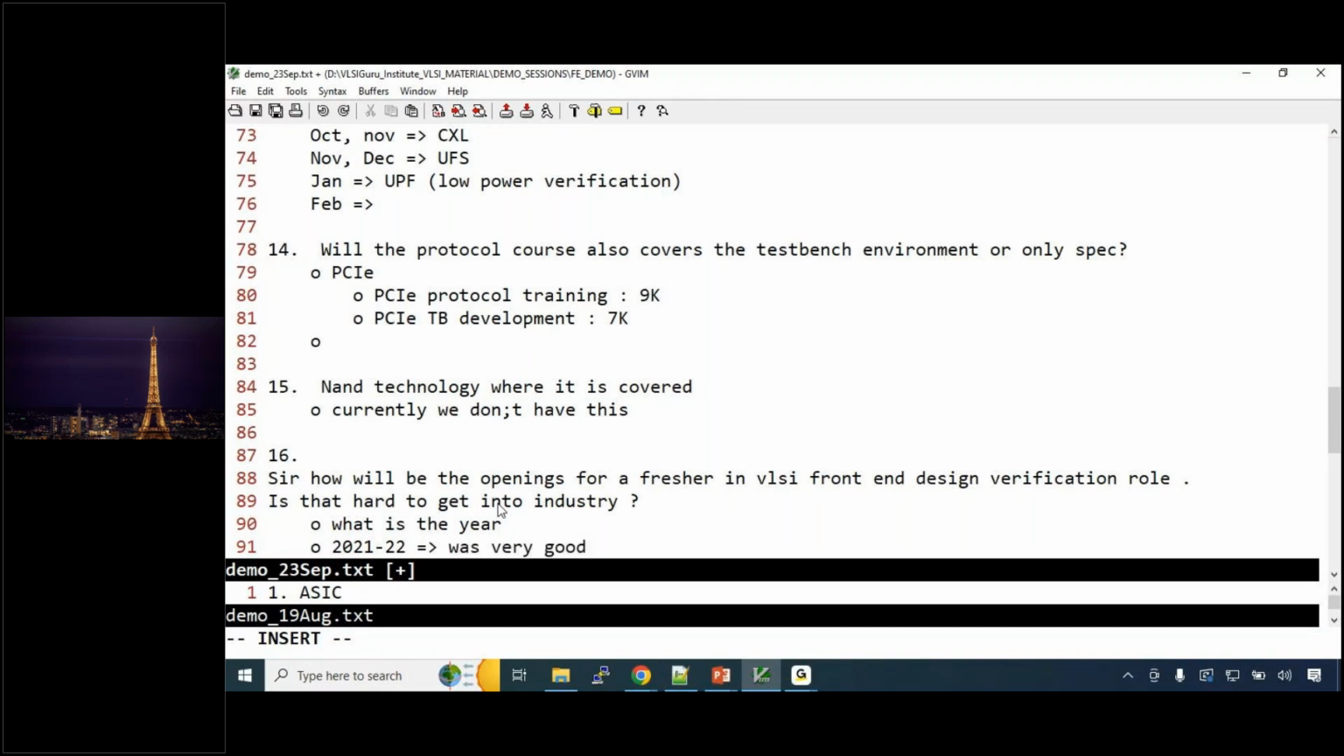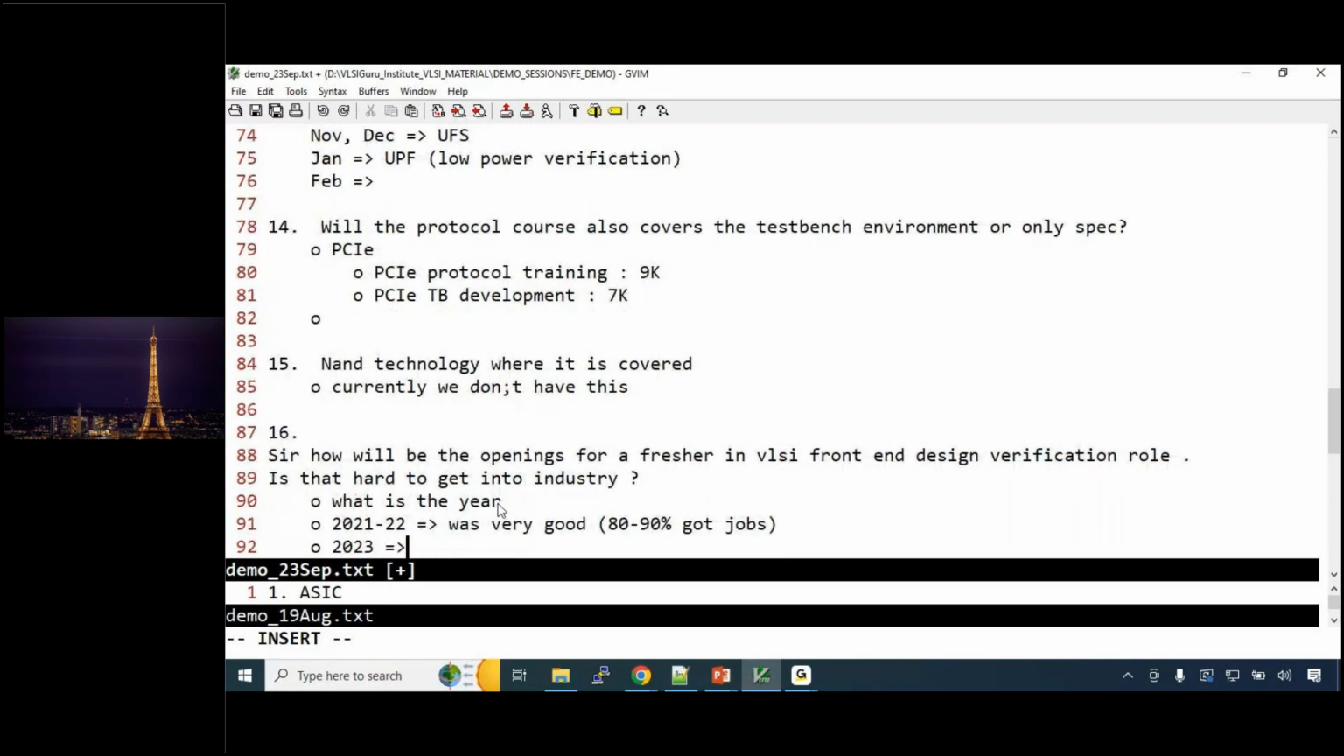I would say almost 80 to 90% of people got jobs. Now in 2023, it's not so good. I would say around 40%. We can't predict how things will be. I could even write this as 70%, but I don't want to give very unrealistic numbers. Right now, realistically, it's 40%.